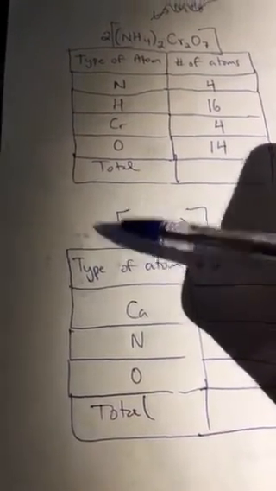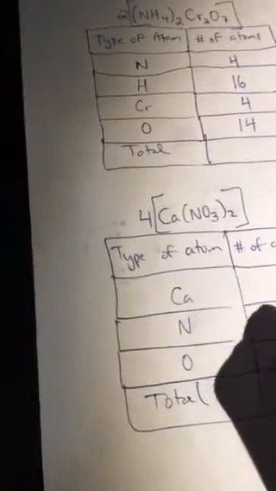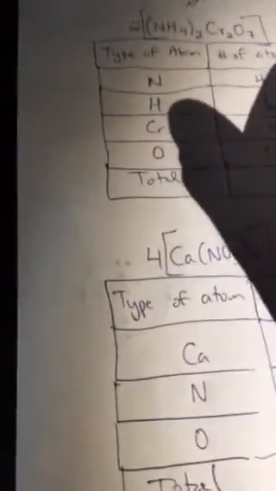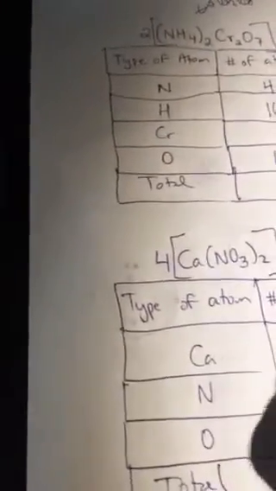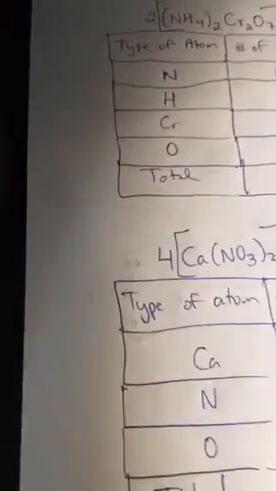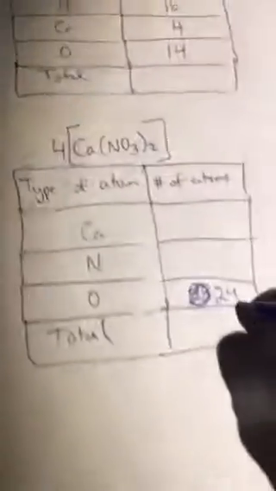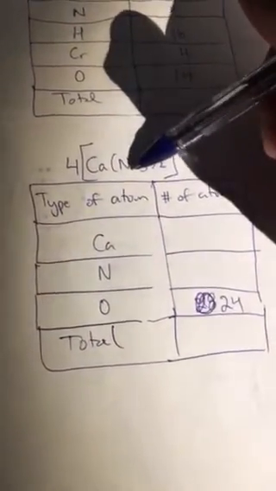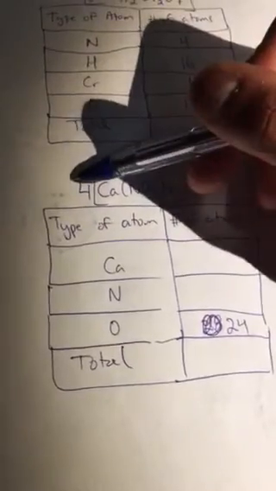28, okay? So you write down 28 here. Oh, sorry, 24. 3 times 2, 6. 6 times 4, 24. Okay, so you write that down over here. Nitrogen, 2 times 1, 2 times 4, 8.